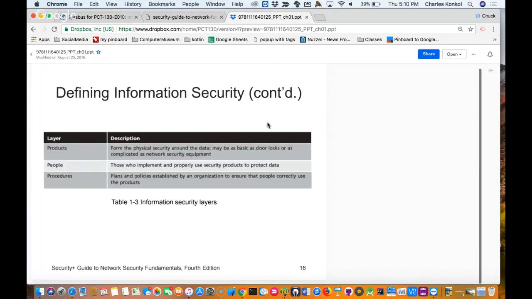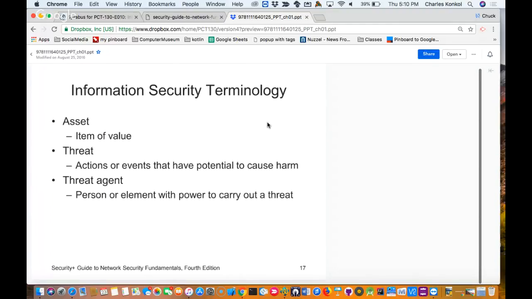But then network security needs even more than what we have today. So products would be like the physical security, the data locks, door locks, people, talked about that, and procedures, talked about that. So let's talk about the things that need to be secure. The first, some of the terms here, is asset.